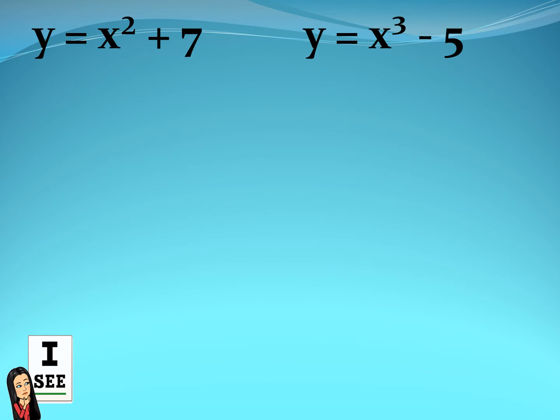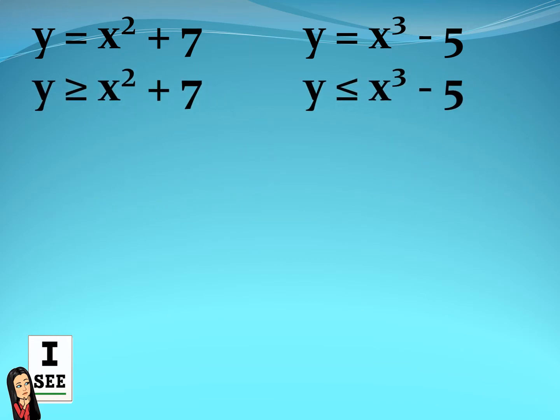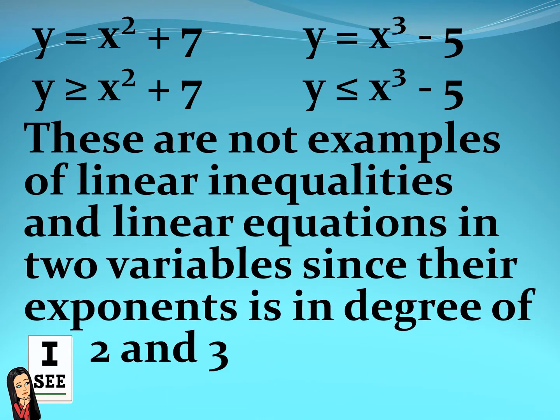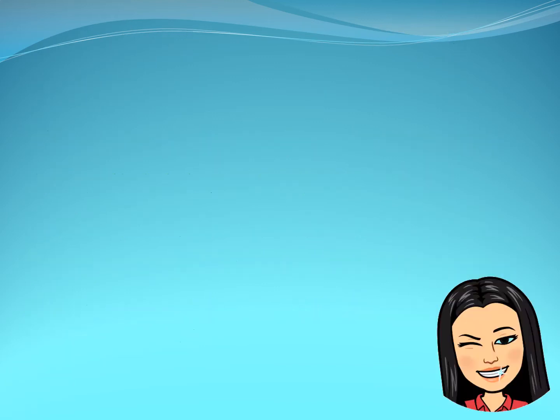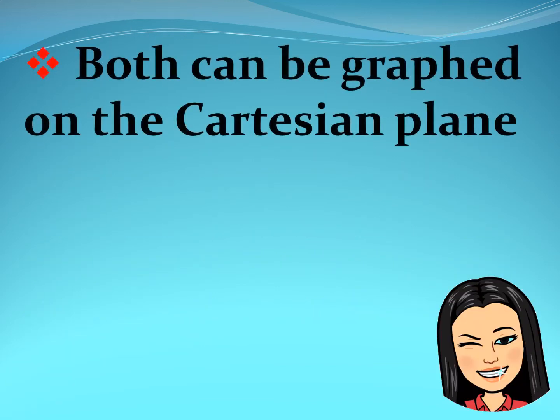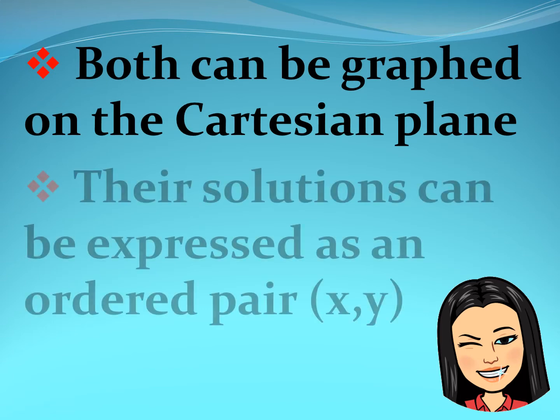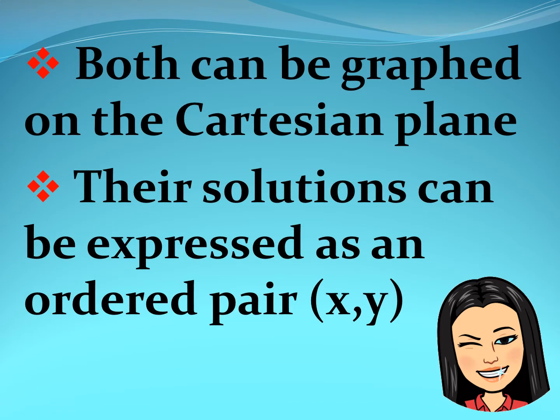y equals x squared plus 7, y equals x cubed minus 5, y is greater than or equal to x squared plus 7, and y is less than or equal to x cubed minus 5. So these are not examples of linear inequalities and linear equations in two variables since their exponents are of degree 2 and 3. Both can be graphed on the Cartesian plane and their solutions can be expressed as an ordered pair x and y.